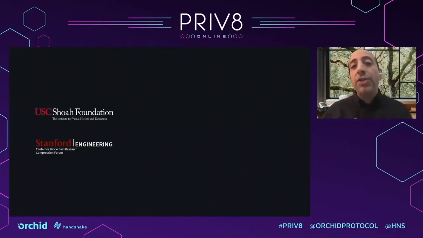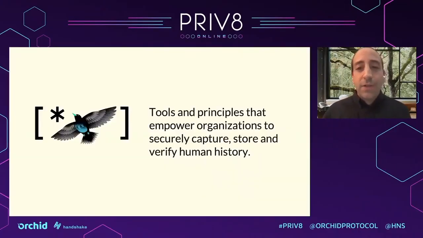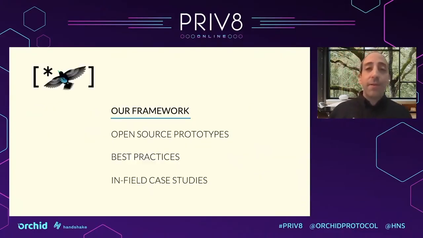The combination of those two led to the opportunity to bring together all these different organizations that helped us evaluate a number of different tools and come up with novel integration and novel implementation of these types of tools. So really the Starling Framework became essentially a way of looking at tools and principles to allow organizations to look at how they might securely capture, store, and verify information. And that framework meant that we were bringing up to the top of the stack open source prototypes that would really help illuminate the art of the possible.